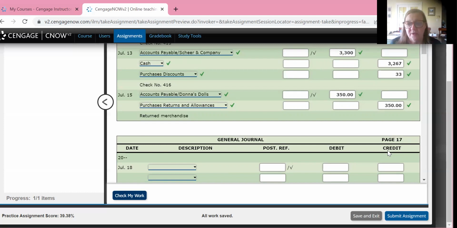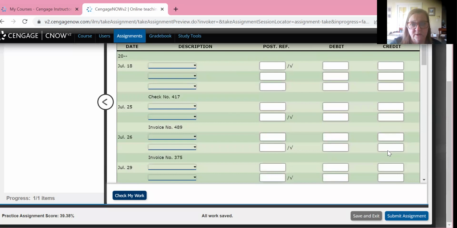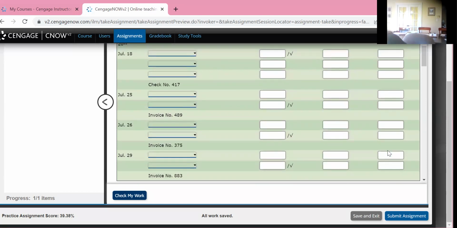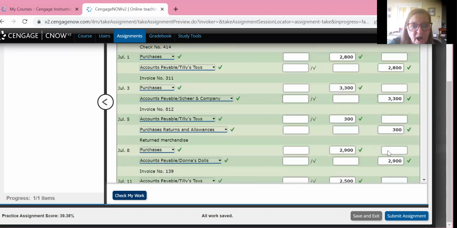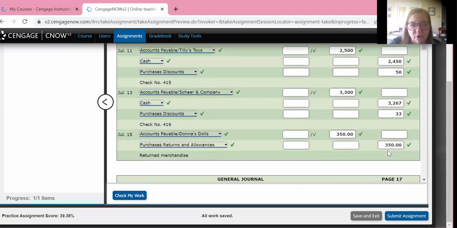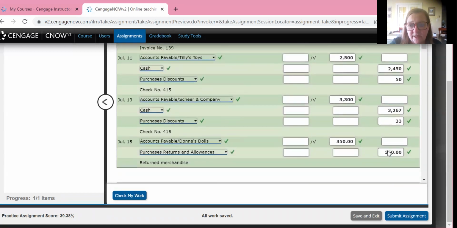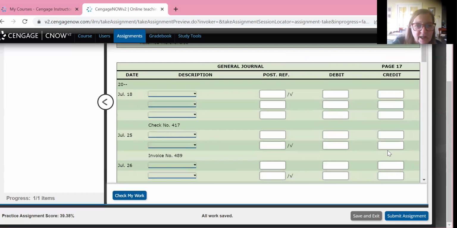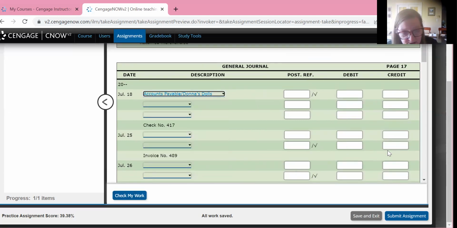All right, and then now the next page of the general journal is going to take care of starting with July 18th. Issued a check to Donna's Dolls for merchandise, personal account, less the return on the 15th, and less the 2%. So Donna's Dolls, our balance to her when we purchased was $2,900, and then they gave us a credit back for this $350. So $2,900 minus $350 means our accounts payable balance to Donna's was sitting at $2,550.